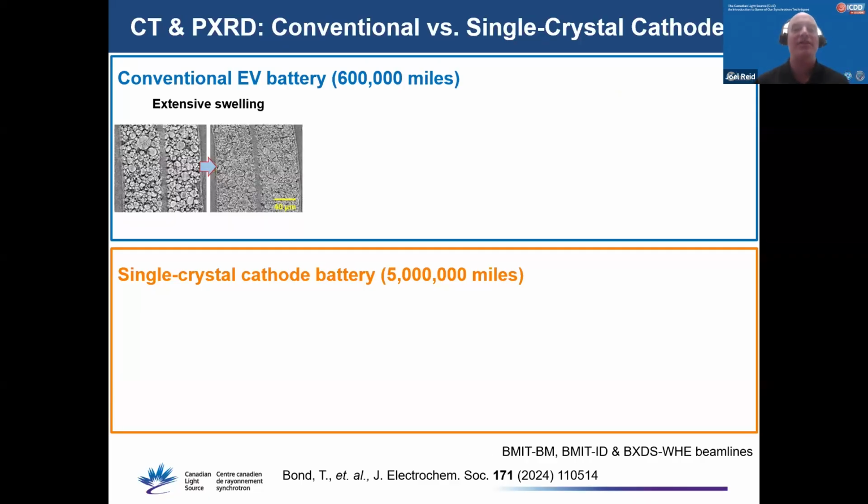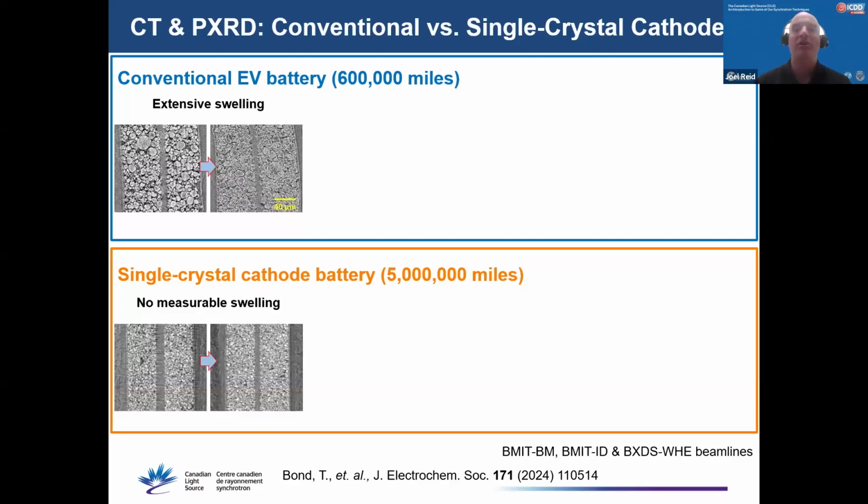The conventional EV battery shows extensive evidence of cracking and swelling in the cathode particles. But when we look at the single crystal cathode particles, there's almost no swelling observed. They look almost pristine after all the cycling.